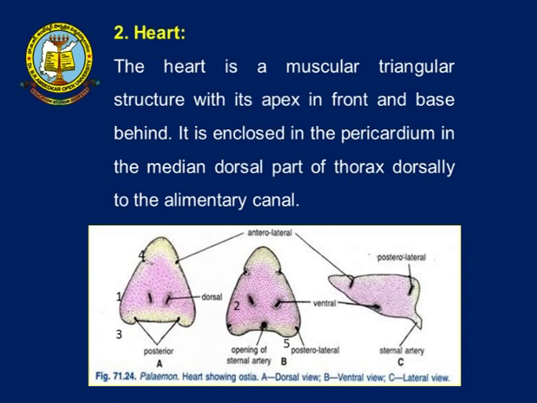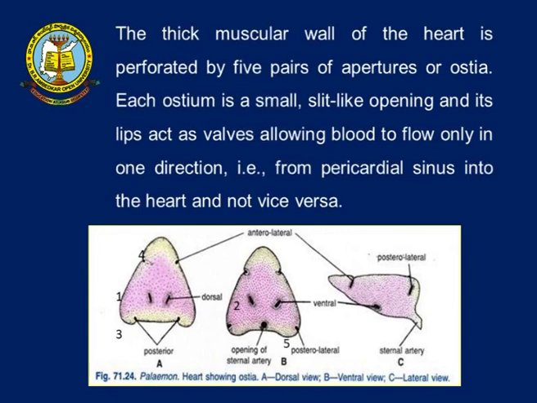Now, the heart is a triangular, muscular structure with an apex at the front and a base behind. It is enclosed in the pericardium on the median dorsal part of the thorax, dorsal to the alimentary canal. The thick muscular wall of the heart is perforated by 5 apertures, also called ostia. Each ostium is a small slit-like opening, and its lips act as a valve, allowing blood to flow only inward and never outward. The blood moves only into the heart and cannot move out through them, which is why these valves are present in the ostia.